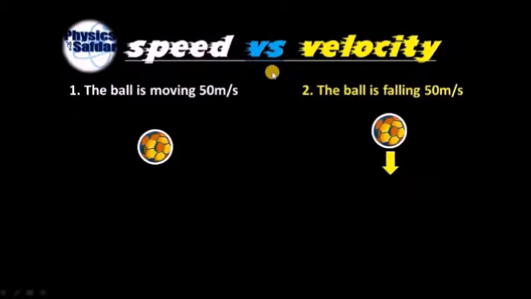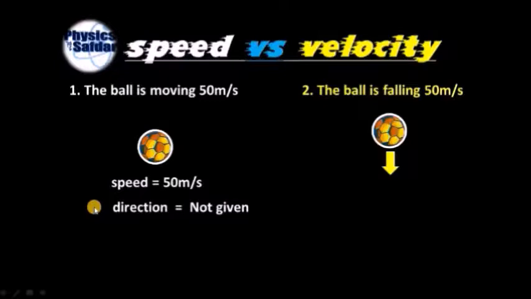Speed and velocity are not the same. Now you are going to learn what is the difference between speed and velocity. Look at the screen. Two statements are there, and these statements will clear your doubt about speed and velocity. So let's start with the first one. The ball is moving 50 meter per second. In this statement, we have 50 meter per second. That's the speed of the ball. And this statement does not tell us about the direction of the movement of the ball. The ball was moving towards the right, down, or in the left direction. So, direction is not given in this statement. And if you have only the size of the quantity, but there is no direction, that is called a scalar quantity. So you can write speed is a scalar quantity.